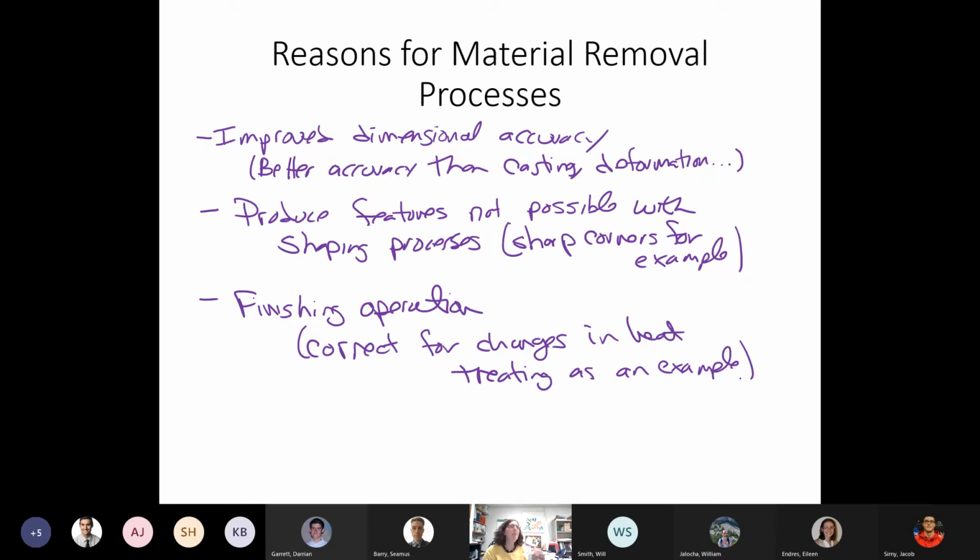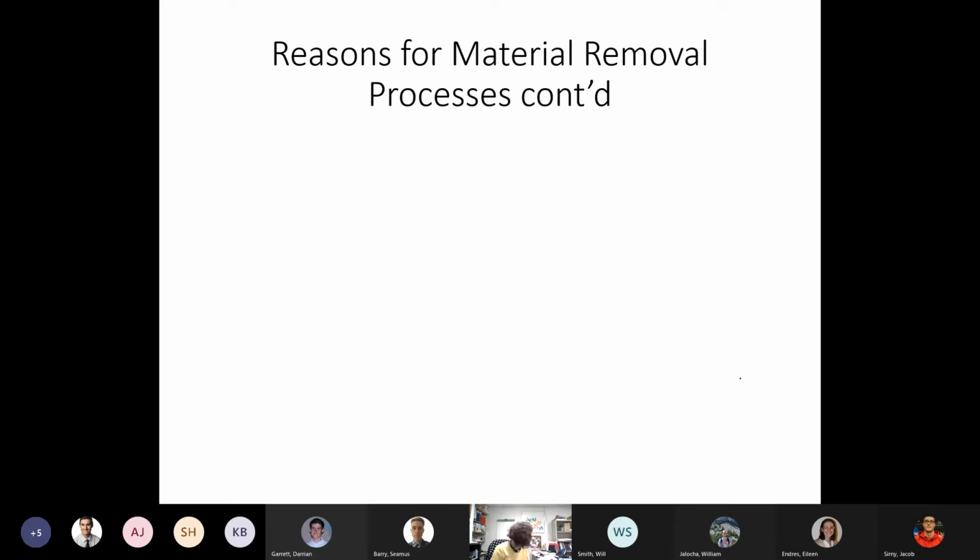And so anytime you heat treat a part, you're going to lose some dimensional accuracy, both in terms of the actual dimension and also in terms of the shape. So if you have a part that needs high dimensional accuracy, oftentimes you do need to do a machining operation after heat treating to fix it up.